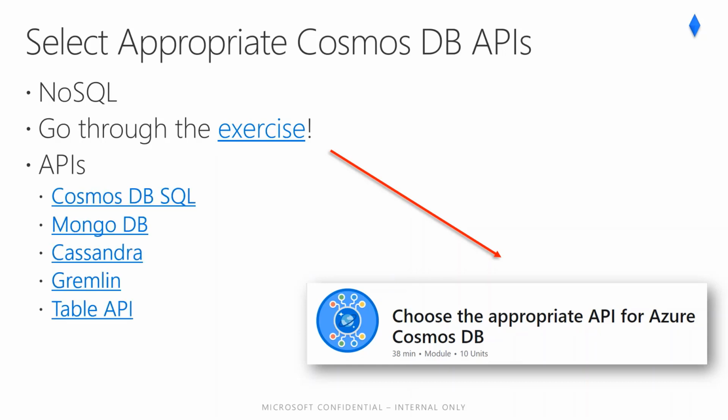Choose from multiple database APIs, including the native Core SQL API, API for MongoDB, Cassandra API, Gremlin API, and Table API. Use the Cosmos DB SQL API client library for .NET to create an Azure Cosmos database in a container, add sample data to the container, query the data, and delete the database.